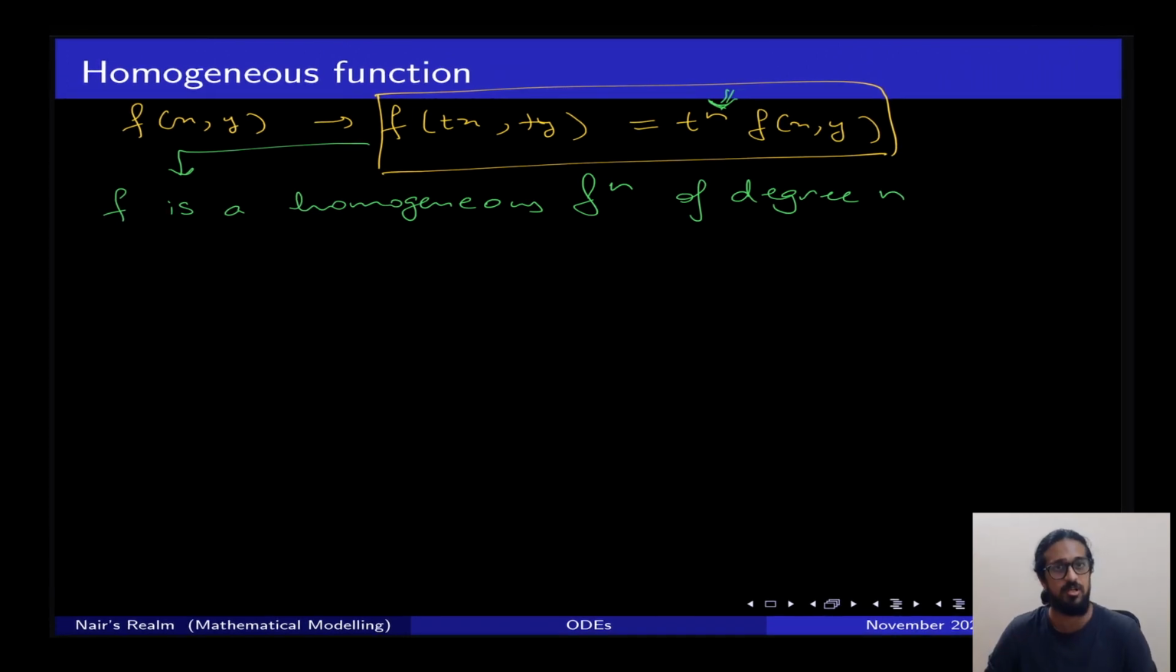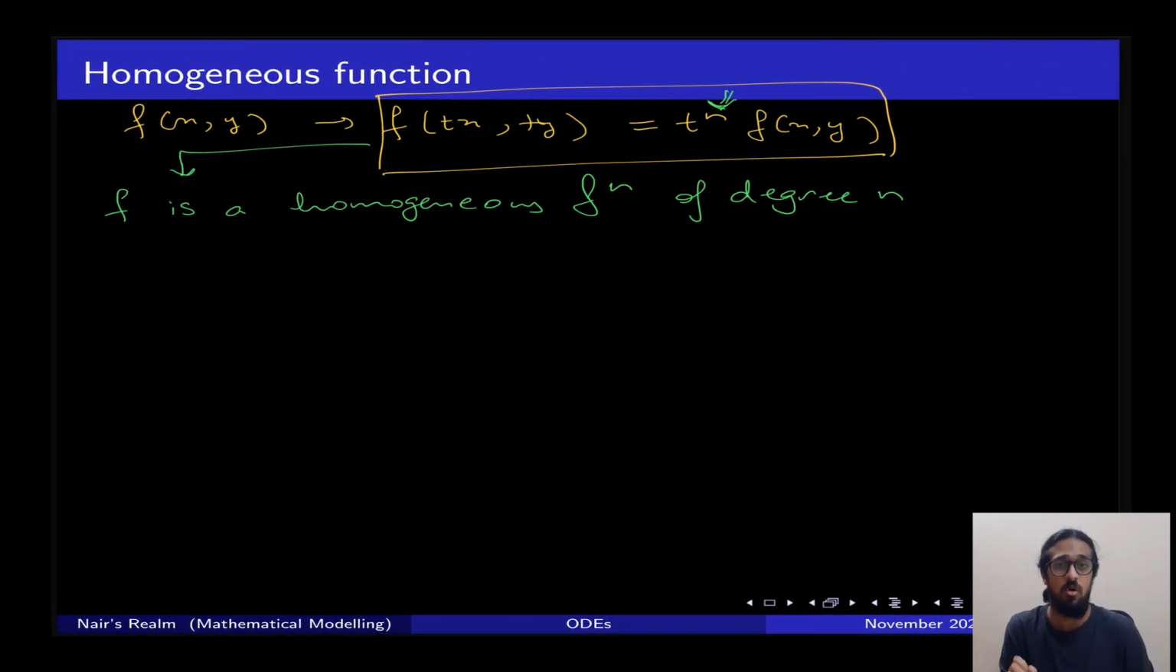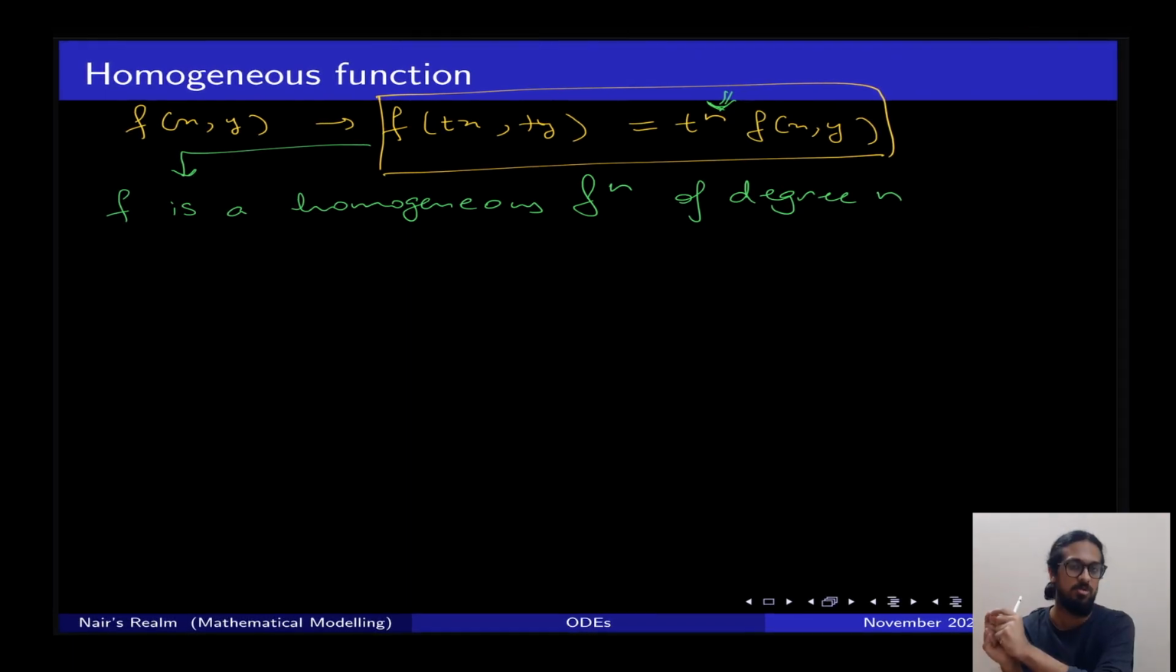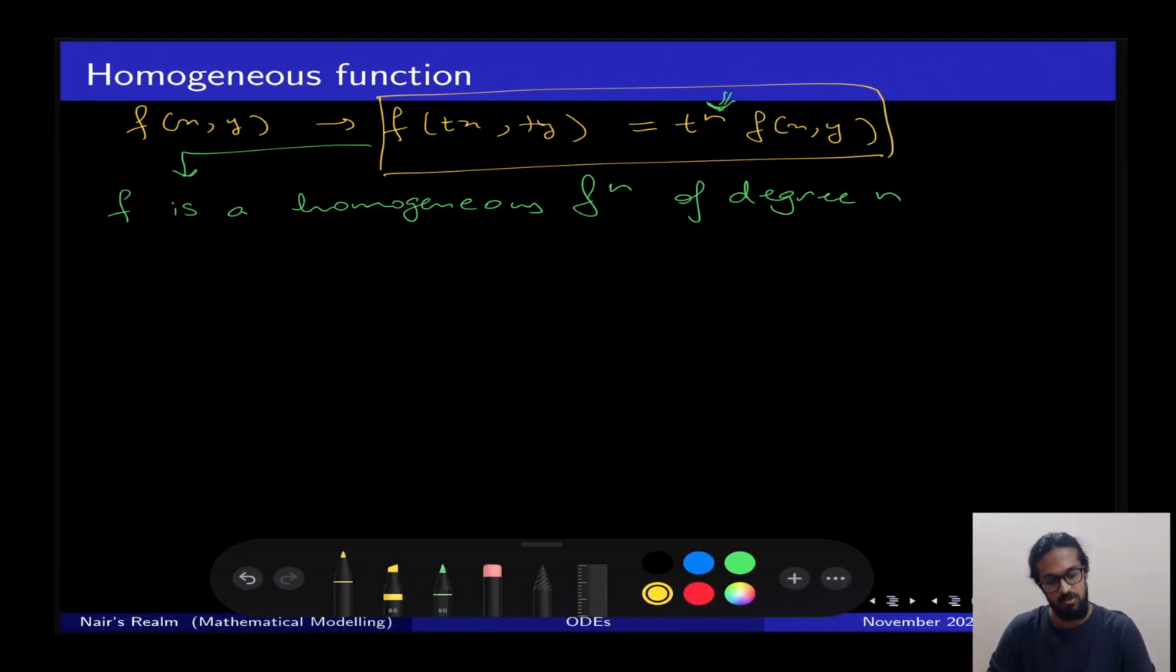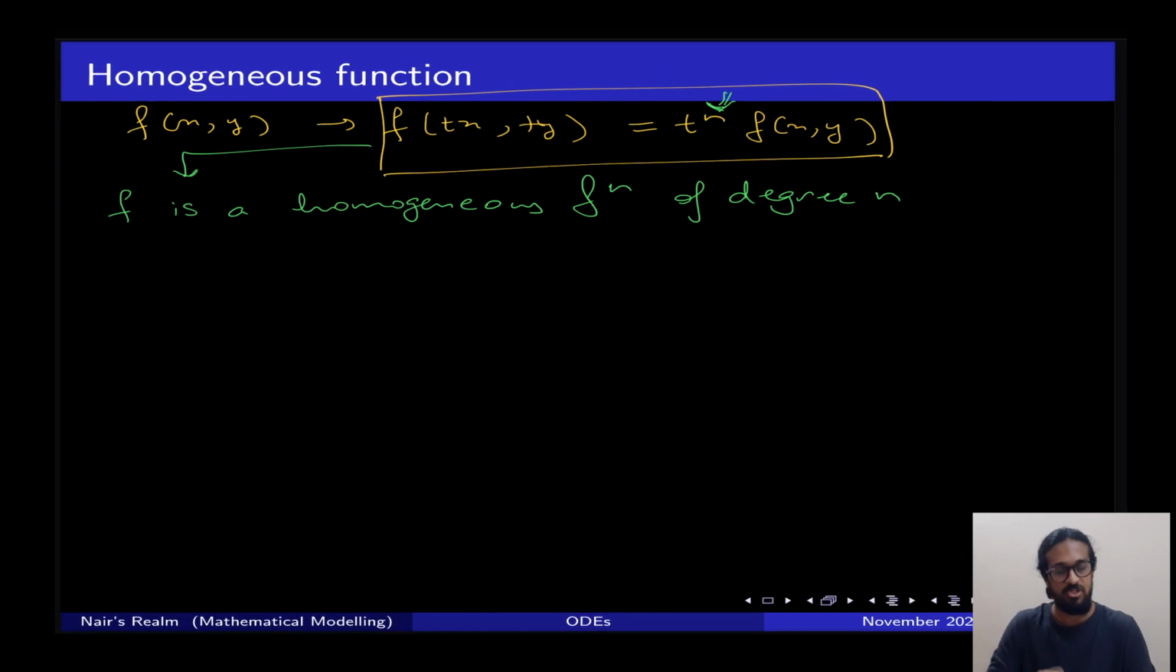Very simple definition again. An example is x squared plus y squared. If that is the function, then that is a homogeneous function of degree 2, because when I do t times x squared plus t times y squared, I can take a t squared term outside, and therefore the degree is 2. Very simple. Now let's think of this in terms of differential equations.